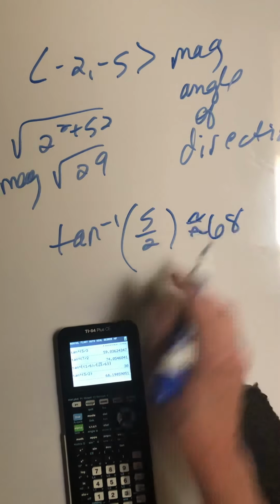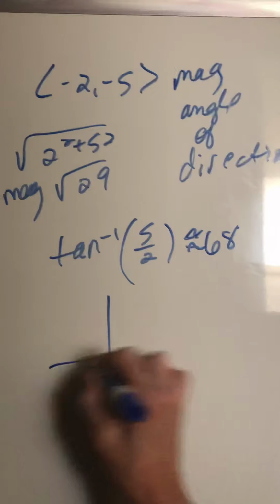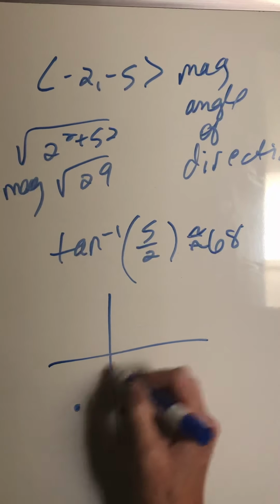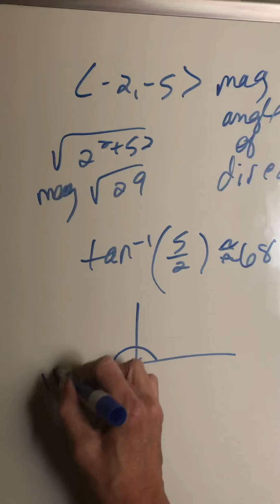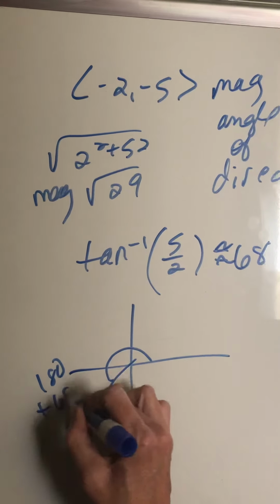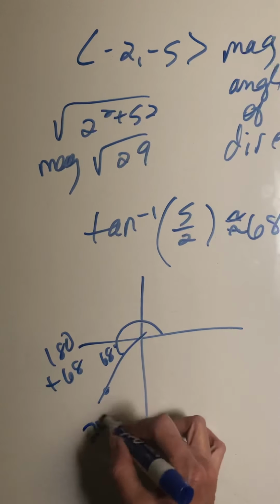Now we've got to figure out, am I in the first quadrant? No, I'm not, because it's left 2 down 5. So I'm in the third quadrant, right there. So this is 180 plus 68, because this part right here is 68, which would give you 248.